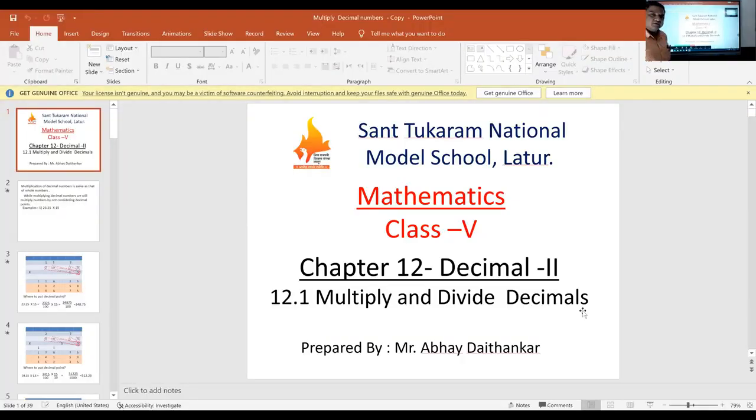So we will first begin with the multiplication of decimal numbers. Now, how to multiply decimal numbers? The multiplication of decimal numbers is as simple as the multiplication of whole numbers. Only thing we have to decide is where to place the decimal point after the multiplication. Let us see with a few examples.